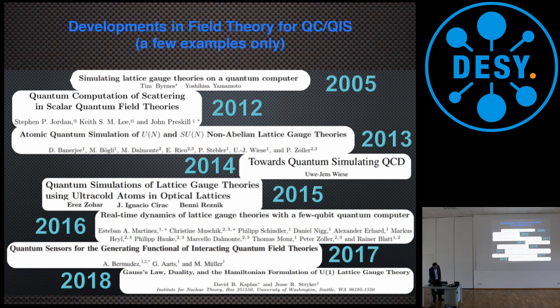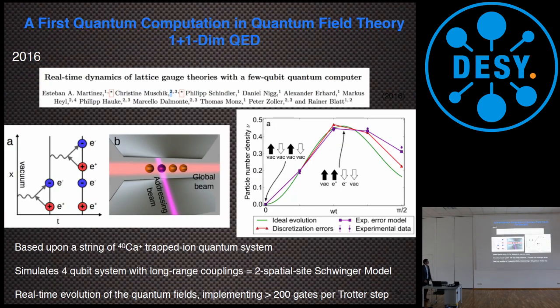opportunity now. The paper that caught my attention, and essentially took me out of classical computing into this new area, was a paper by Martinez et al. that performed real-time dynamics of lattice gauge theory on a few-qubit quantum computer. On the scale of impact for science, this was a small computation: one-dimensional quantum electrodynamics with 4 sites. It was based on a trapped ion system, and it simulated a 2-spatial-site Schwinger model. This is interesting for reasons I'll come to in a little bit.